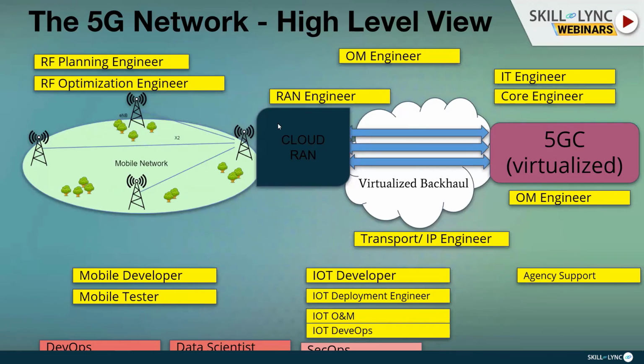We have the RAN engineer here, who helps in deployment of the radio access equipment. We have the virtualized backhaul, so you require a transport and IP engineer. Then the operation and maintenance engineer, who takes care of the operation of the network. For the core side, you have either IT engineer or core engineer.